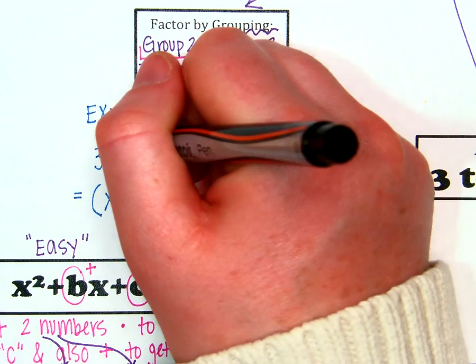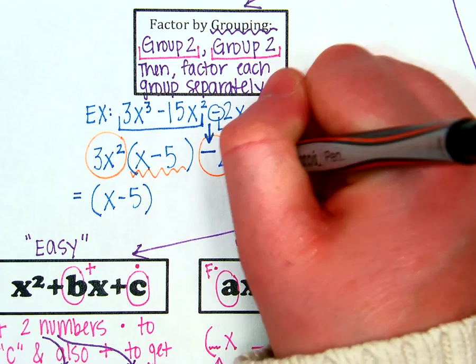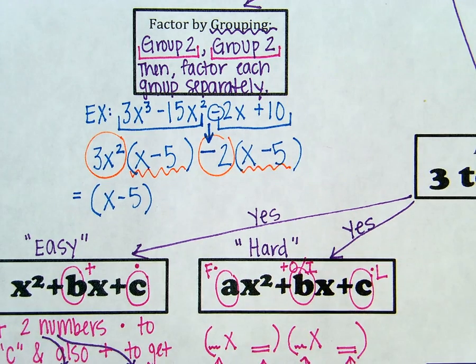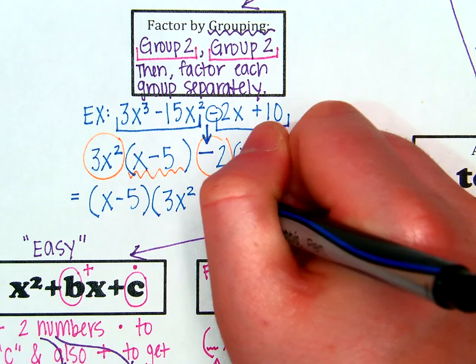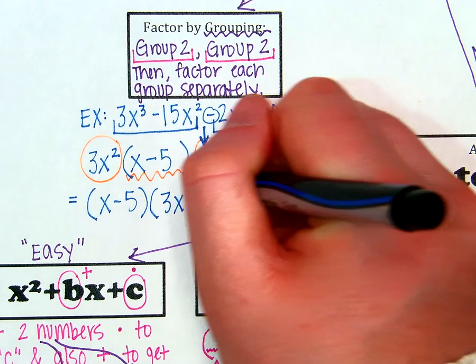So left over, we have this 3x squared and this minus 2. So then in my leftover set of parentheses, I would write 3x squared minus 2, and then that would be my final answer.